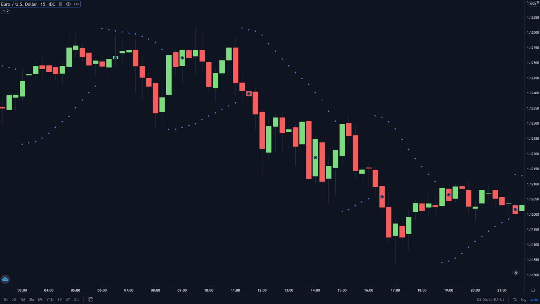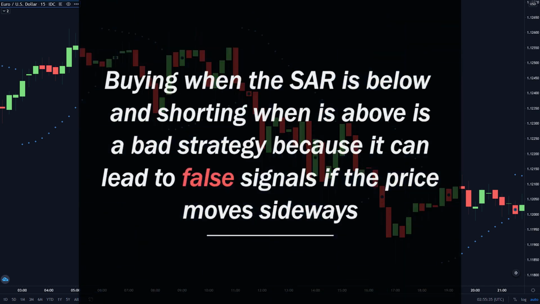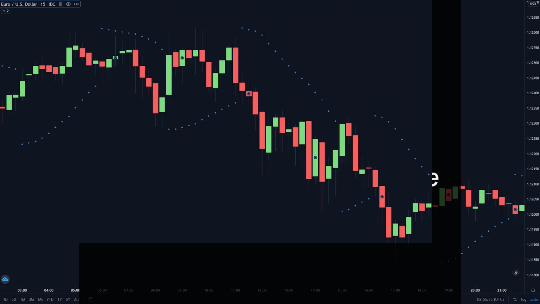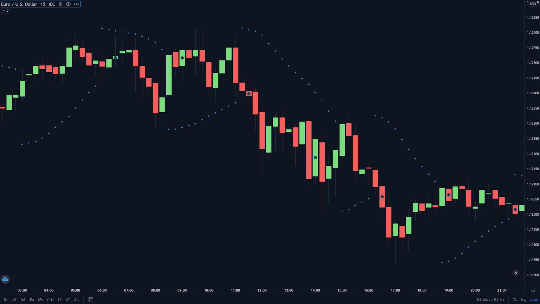Well, that is not a very good way of using the Parabolic SAR, because using the strategy this way would result in a very low win rate. It can lead to many false signals when the price moves sideways. But trading solely using the Parabolic SAR indicator is also a bad idea.